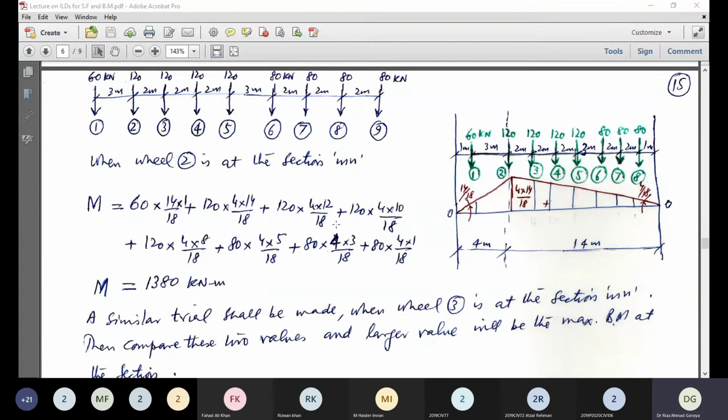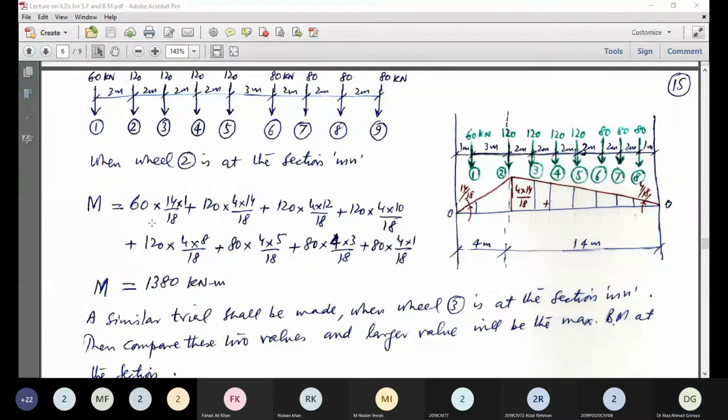Now look at this. Wheel 2 is at the section. This will give us 1380, and of course you know how to compute these ordinates corresponding to these loads with the help of these horizontal distances and this slope, which is 4/18, and the slope at A is 14/18. So with wheel 2 at the section MN, the value of the bending moment is 1380 kilonewton meter.